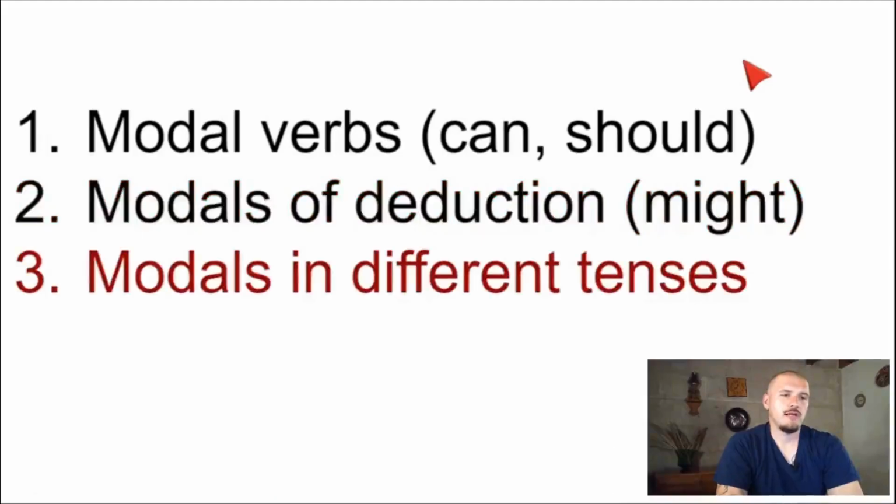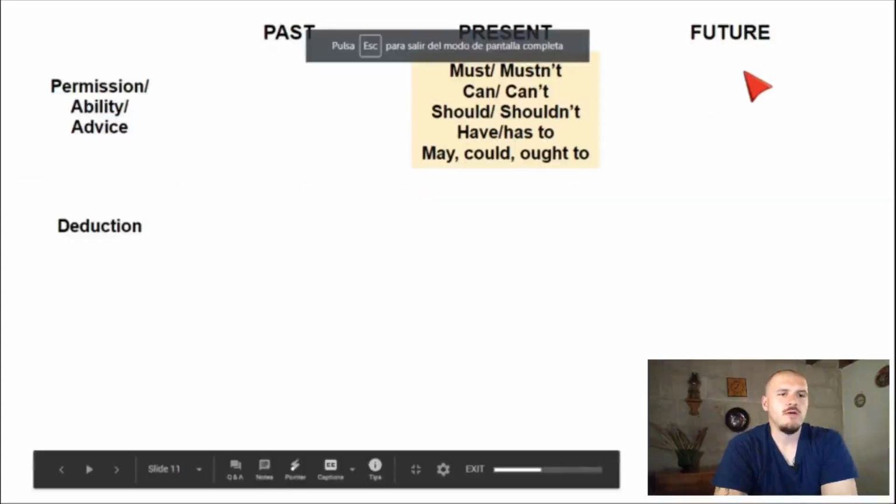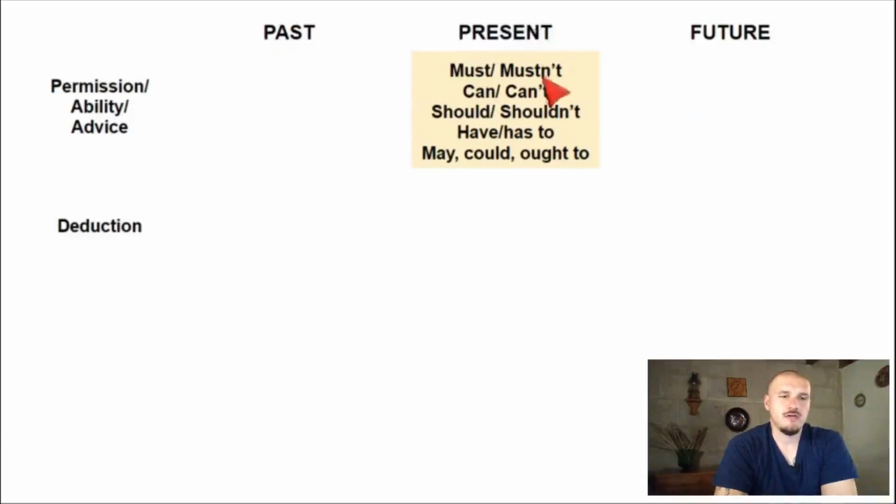I hope that went well. Let's continue. Okay, so now we're going to look at modals in different tenses, okay, en tiempos diferentes. So, what we have been studying today, lo que hemos estado estudiando hoy es esto, ¿no? Must or mustn't, can, can't, should, shouldn't, have or has to, don't have to, doesn't have to, may, could, ought to. These are all present tense modal verbs for permission, ability, advice, etc.